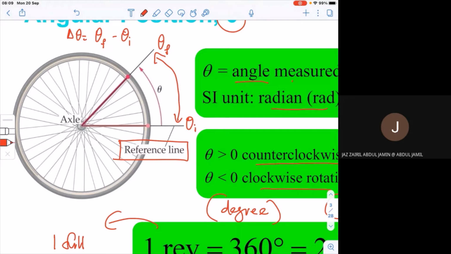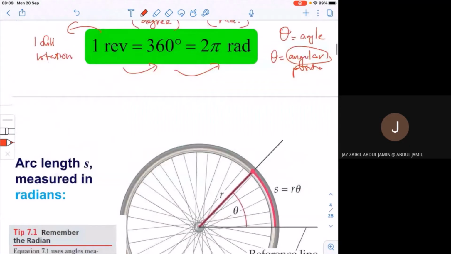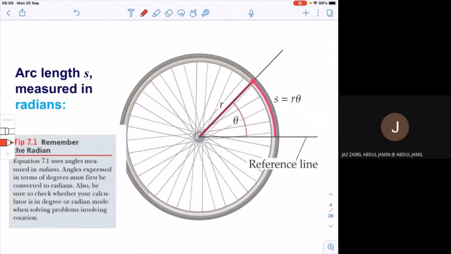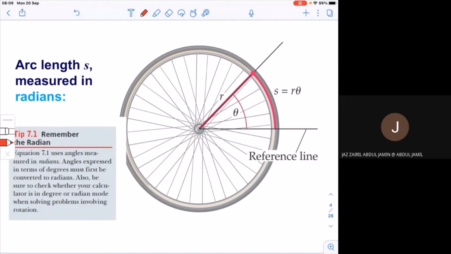Okay, that means delta angular position, right? So this is why I'm going to say just now is about arc. That means the length between theta final and theta initial is equivalent to some value, that's also what we call arc length, panjang lengkok. It is not the same as the length, but it's arc length.